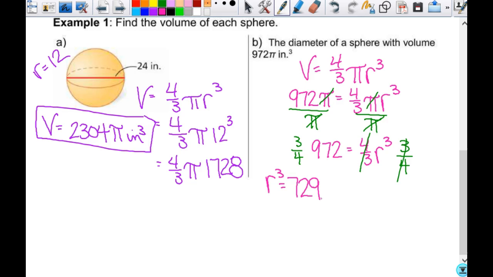Now, we're not going to do this by hand, but you can, and it's the same idea. If that was r to the 4th, you'd take the 4th root. If it was r to the 5th, you'd take the 5th root. Now, here's how you write it.